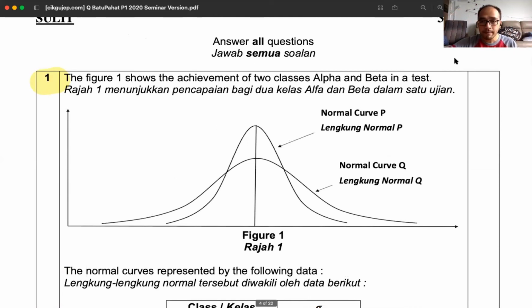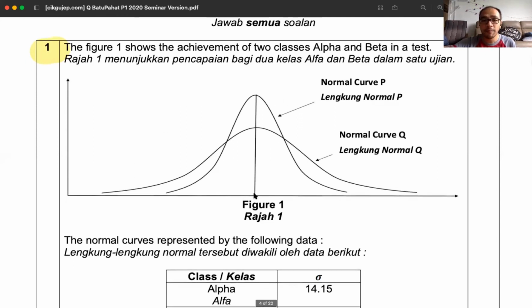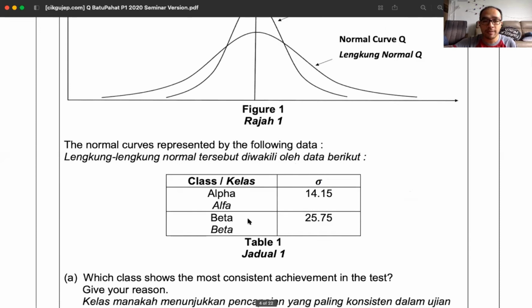Okay, right. So the figure number 1, okay, shows the achievement of 2 classes in alpha beta test. Okay, so they don't tell you which one is alpha, then they don't tell you which one is beta. Okay, but both are normal curves. Cuma satu adalah tinggi dan satu adalah flatter lah. Okay, now the normal curves are represented by this, and this one, sorry.